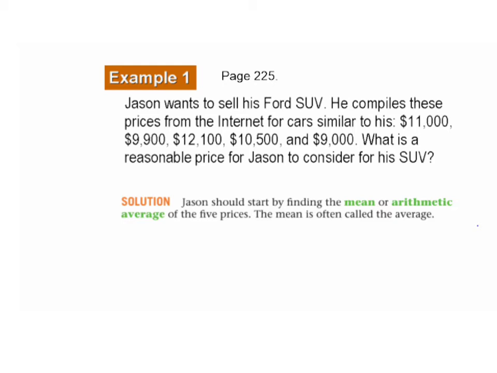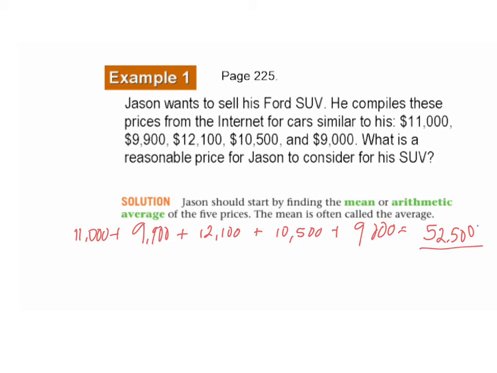It's the average. And to figure out the average for these prices, we would add them all together. 11,000 plus 9,900 plus 12,100 plus 10,500 plus 9,000. And that equals, when you add them all together, 52,500. To find the average, we would divide by the number. There are 5 prices here, so we would divide them by 5.